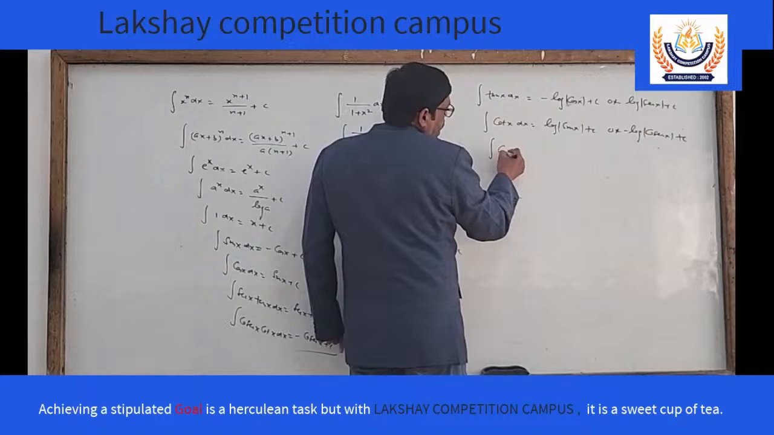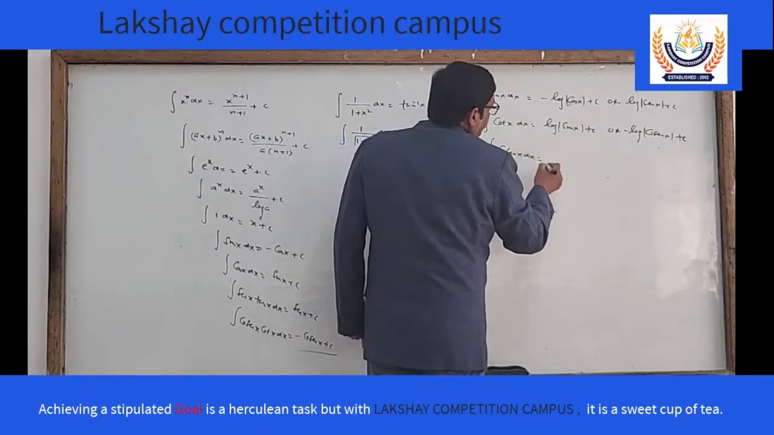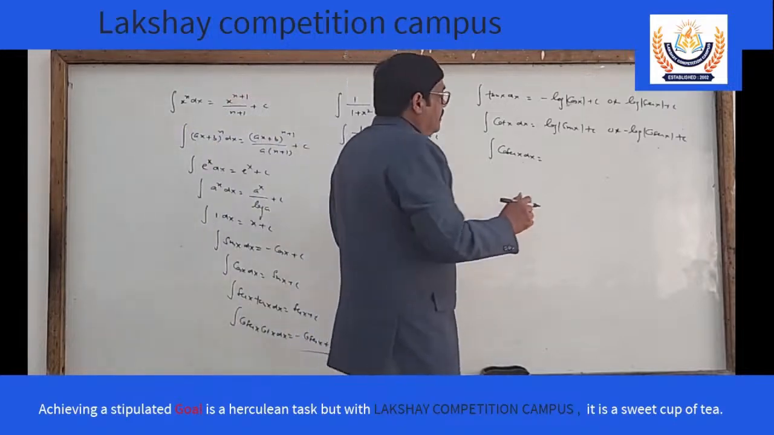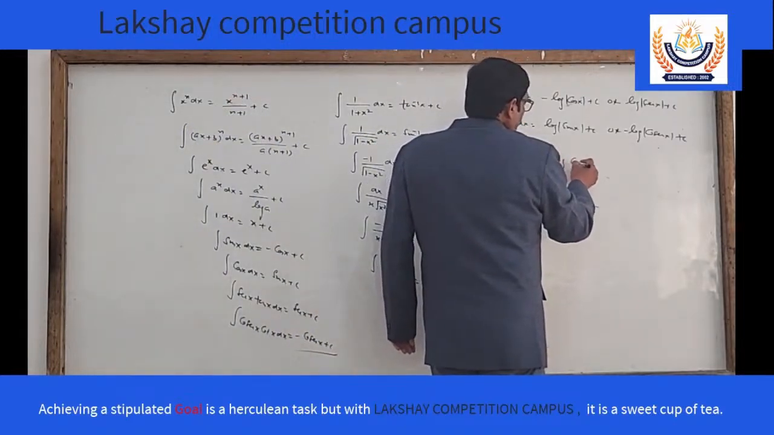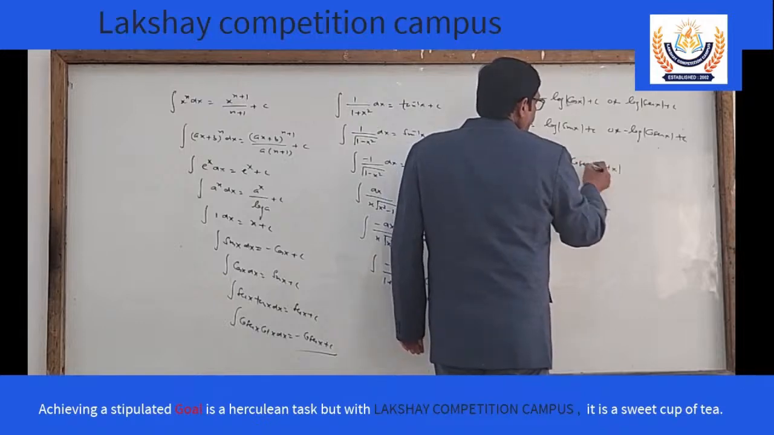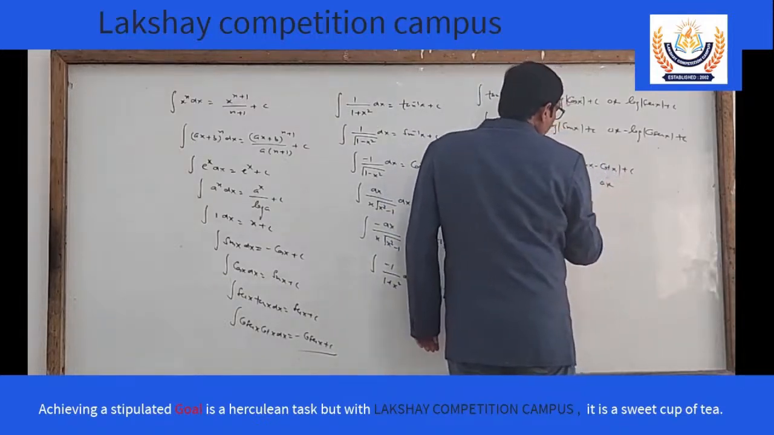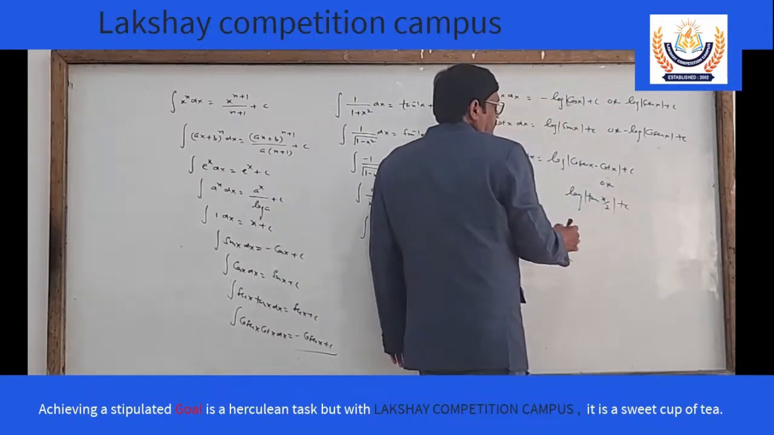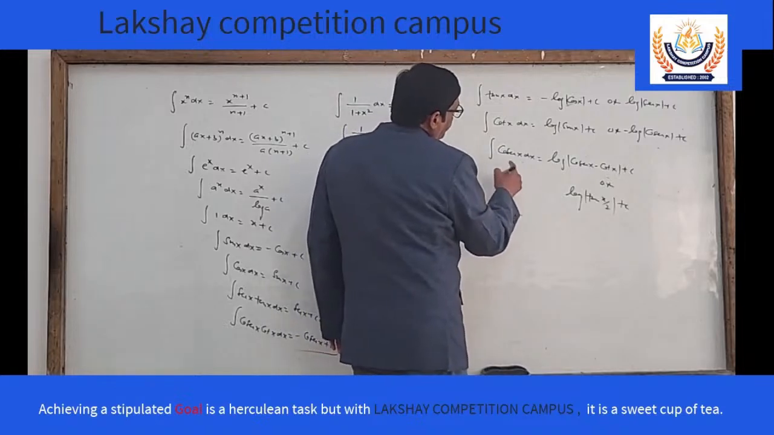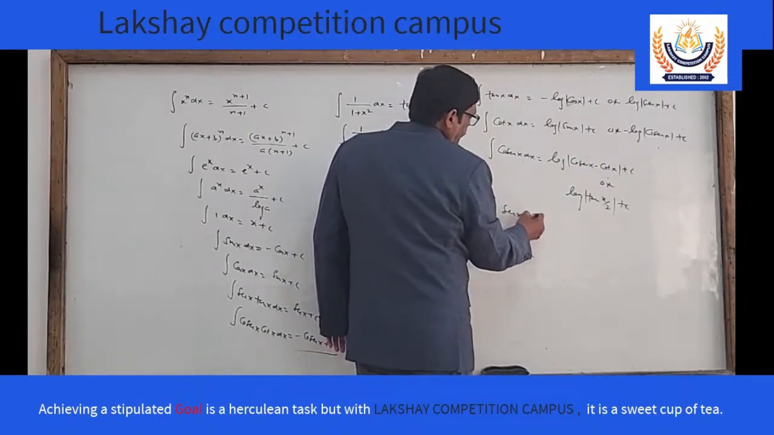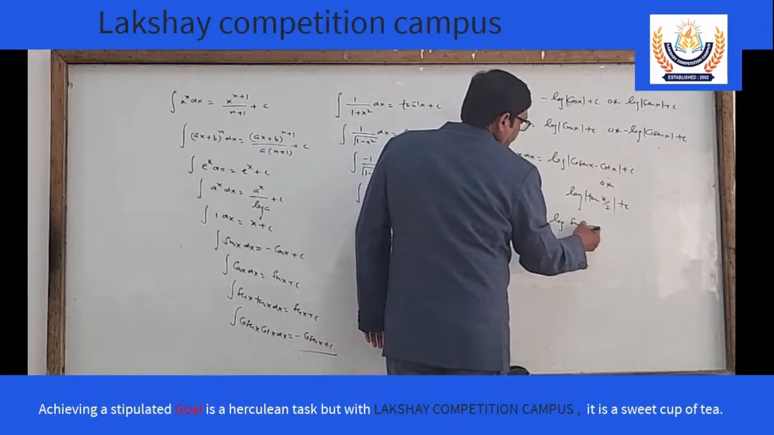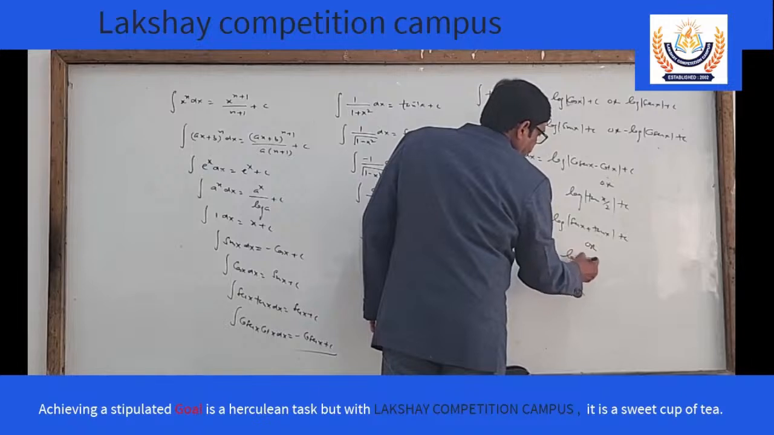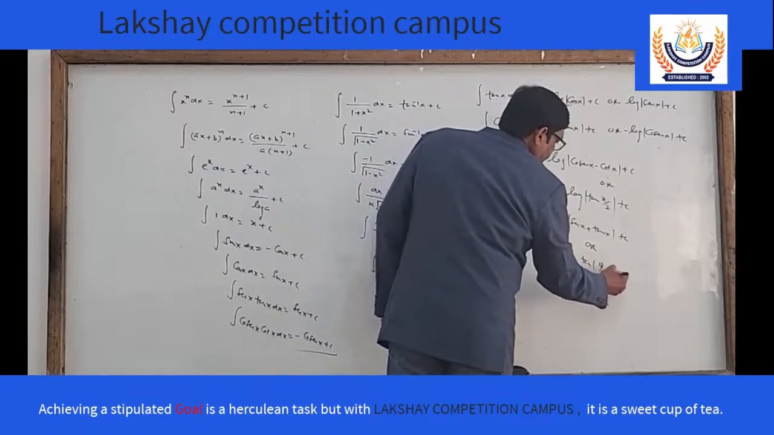Integration of cosecant x. What is the integration of cosecant x? Log cosecant x minus cot x. Either we can say log tangent x by 2. Integration of secant x is log secant x plus tan x. Either we can say log tangent of 45 plus x by 2.